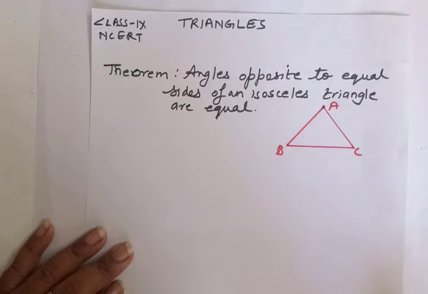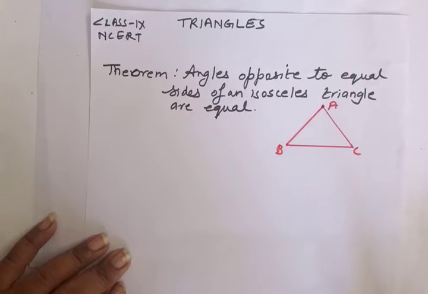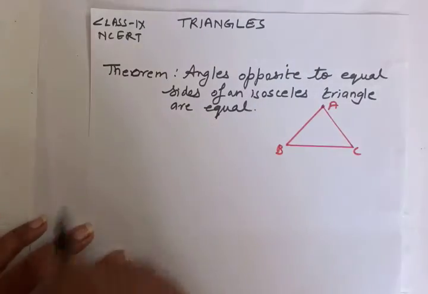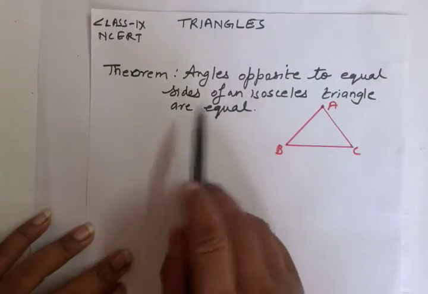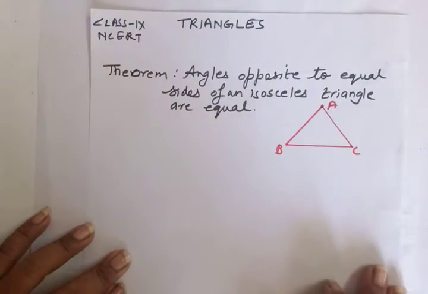So first of all, I am taking an isosceles triangle, and using the results for congruency, we are going to prove it for the isosceles triangle. So this is the theorem that is given. I am repeating: angles opposite to equal sides of an isosceles triangle are equal.